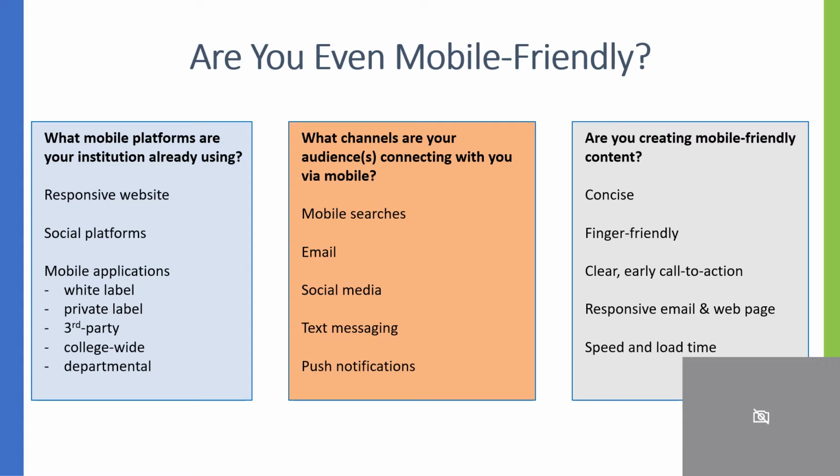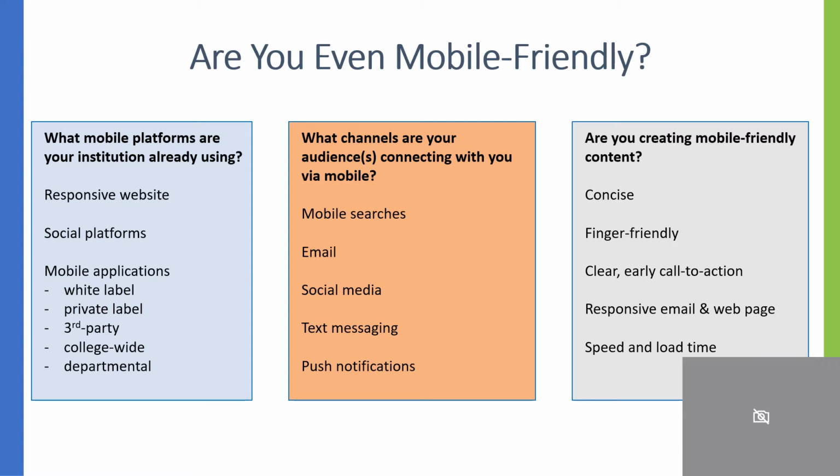Also need to take into consideration the social platforms that your institution is engaging on. The majority of users in this day and age engaging on social media are doing so via a phone. So ensuring that the content you are sharing on those platforms, if driving to your website or other areas, are mobile friendly, will help ensure that that content is accessible via a mobile device.